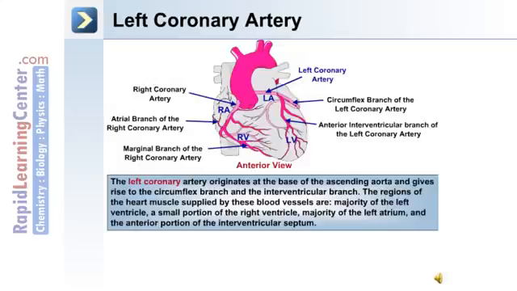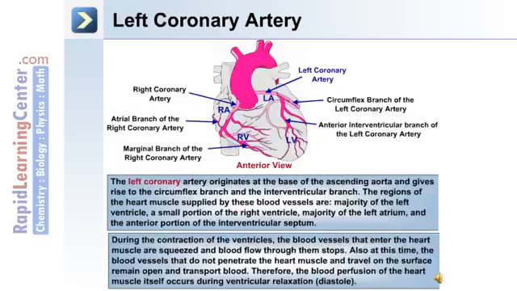The left coronary artery. The left coronary artery originates also at the base of the ascending aorta and gives rise to the circumflex branch and the interventricular branch. The regions of the heart supplied by these blood vessels are the majority of the left ventricle, a small portion of the right ventricle, the majority of the left atrium, and the anterior portion of the interventricular septum.